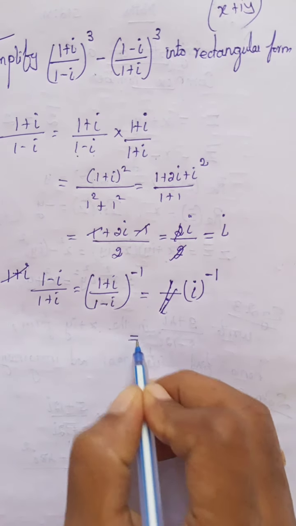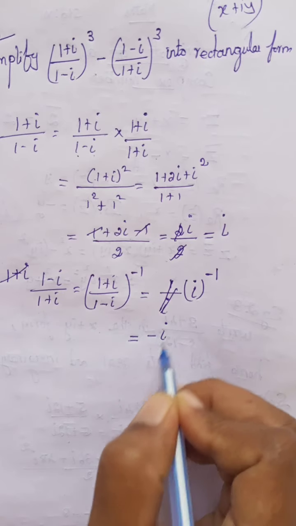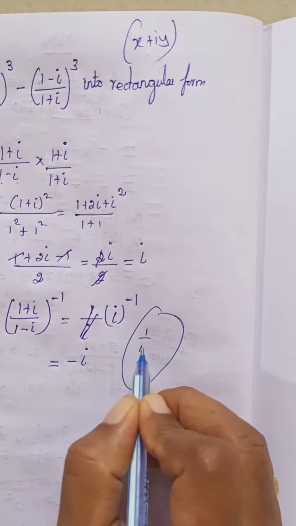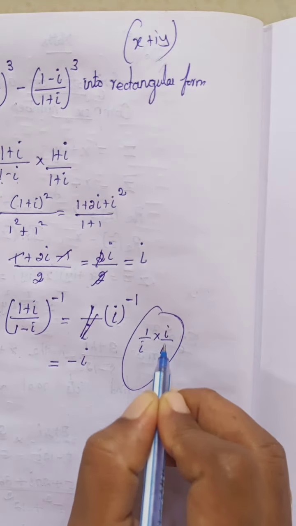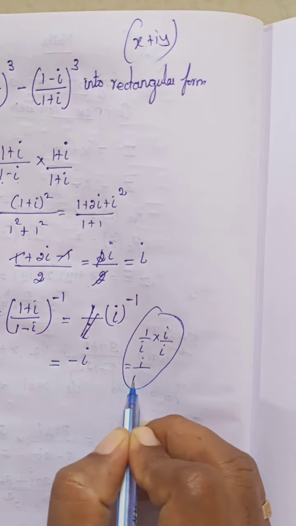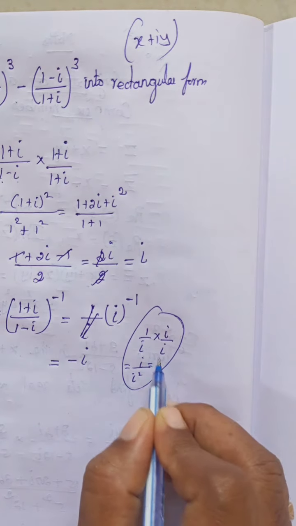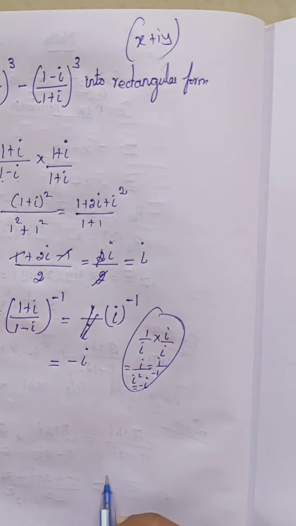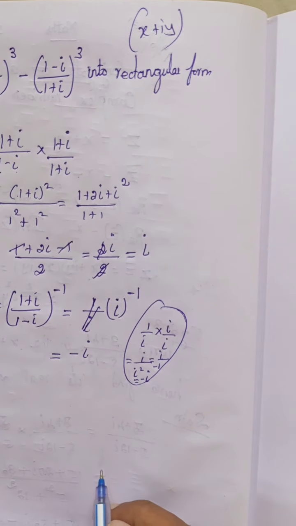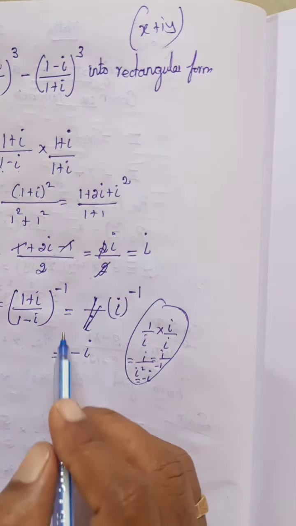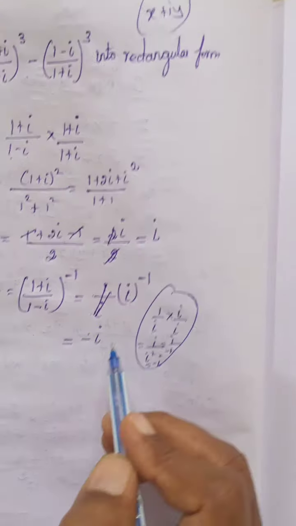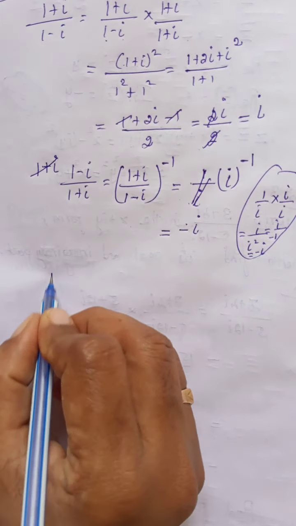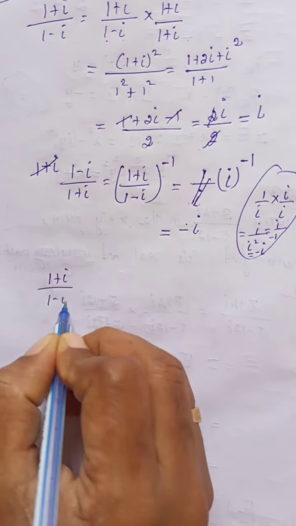We know that the value of i power minus 1 is minus i. Or as I said, 1 by i into i by i, that is i by i square. We know the value of i square is minus 1, so we will be getting that as minus i. Okay, at that time, if you couldn't remember the direct answer, you simplify it and write it. Minus i.